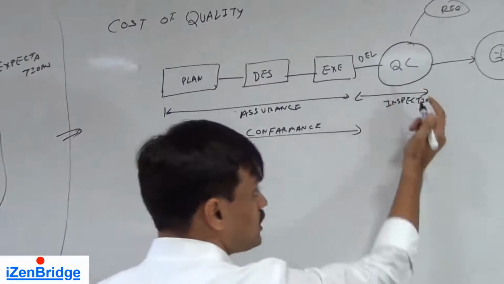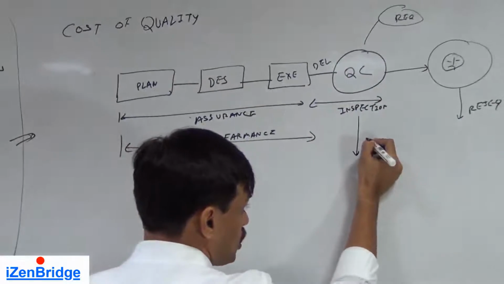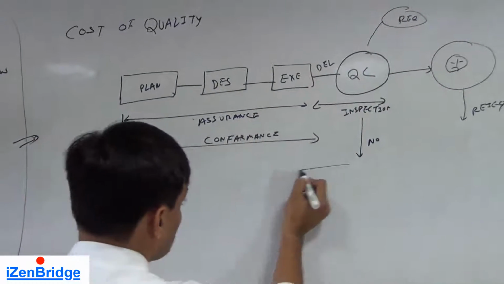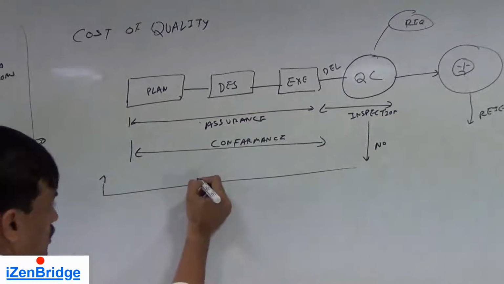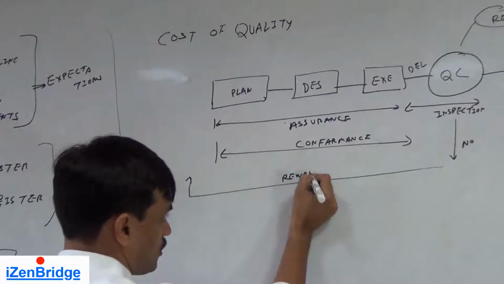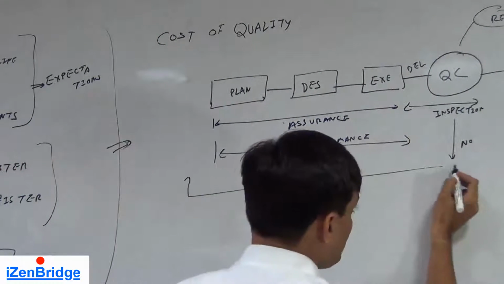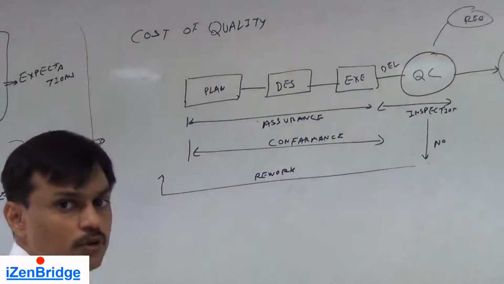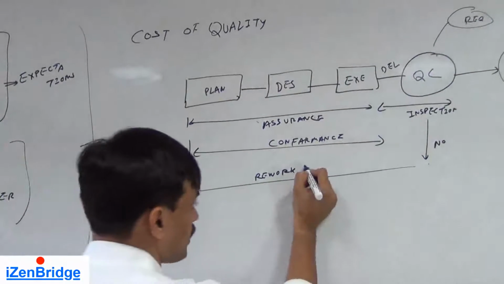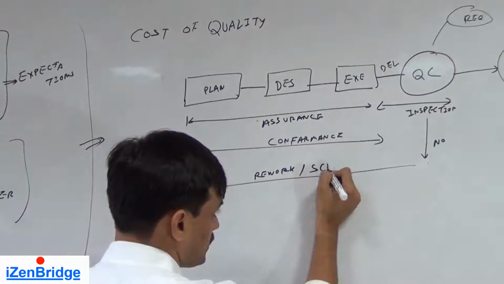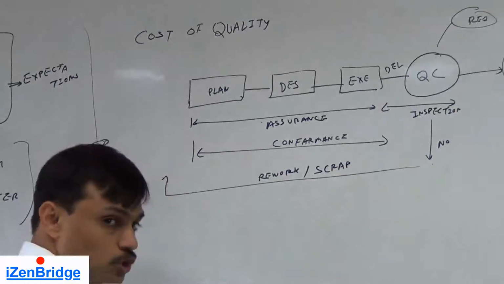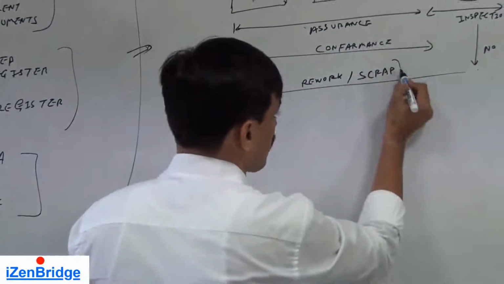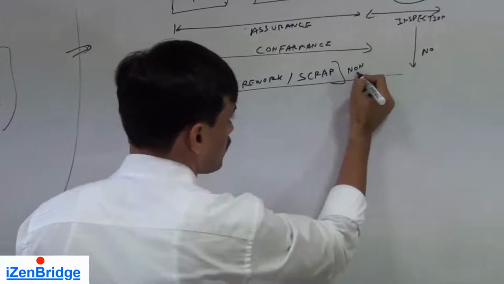If your quality control department finds something that is not as per the requirement, then you end up doing rework. Or you may need to throw away that outcome, scrap. It depends upon the project. So it may generate rework, it may generate scrap, because those items or deliverables cannot be used. This section is called cost of non-conformance.